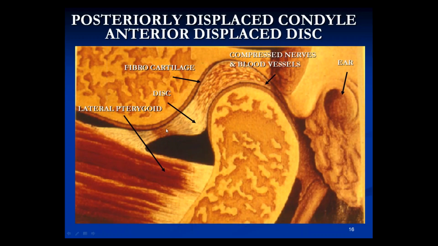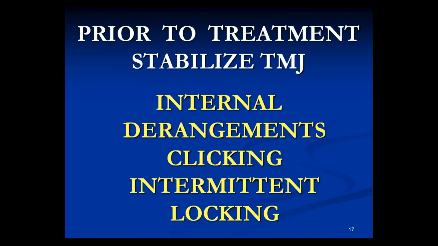When the condyle goes back, the disc, which is biconcave in shape, slips anteriorly. Then it's very easy to understand the anatomy. When the patient opens their mouth to talk or to eat, the condyle fits over the posterior rim of the disc, and there's a click. So if there's a click, that's a problem. That means the condyle is too far back and the disc is anteriorly displaced. Not good. So again, prior to TMD treatment, determine if there's an internal derangement.